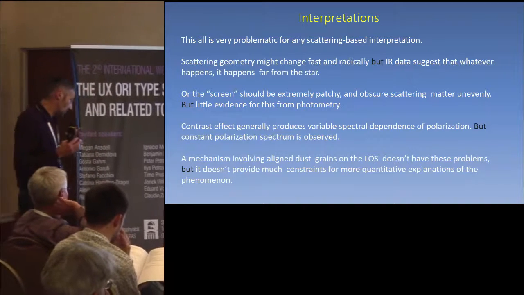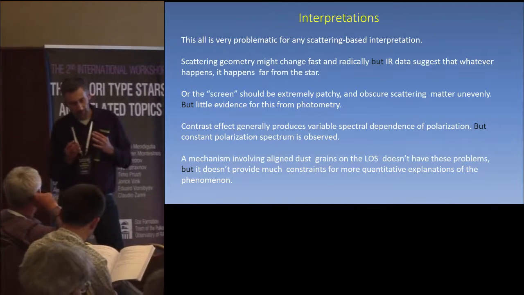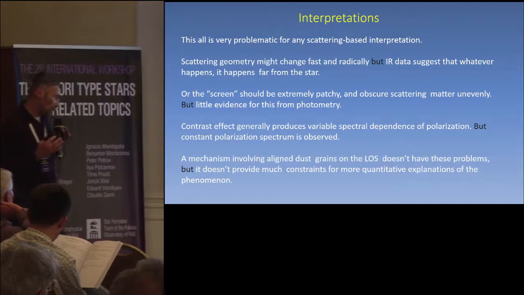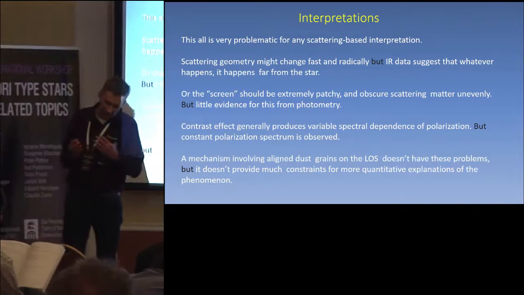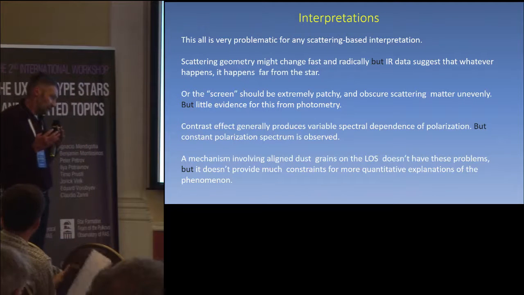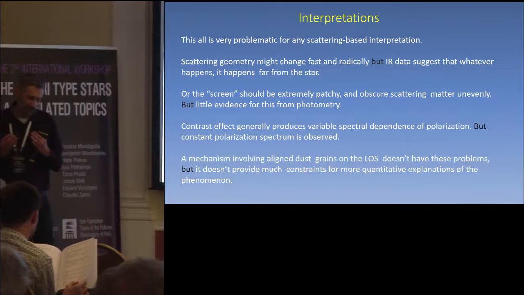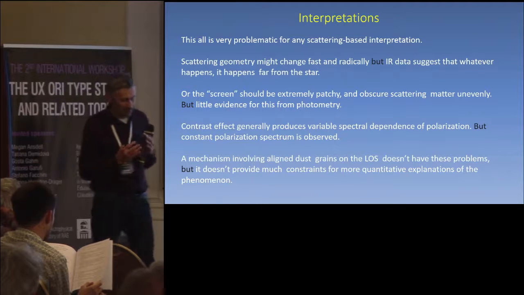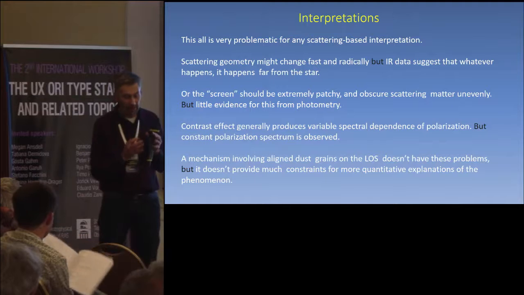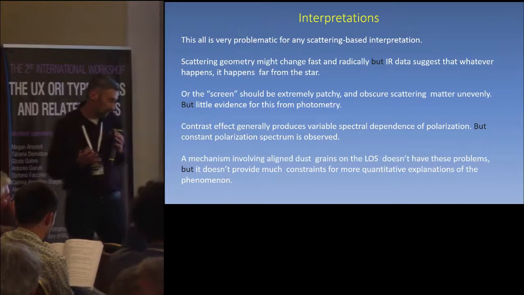And of course, we can resort to the mechanism discussed by Boris in the previous talk, with dichroic absorption by aligned dust grains. But of course, we don't have hard evidence for that. And besides that, this explanation is very, well, dull, because it basically says that everything that matters happens on this small spot on the line of sight, and we can't constrain some properties, some geometry of the whole system from this data.